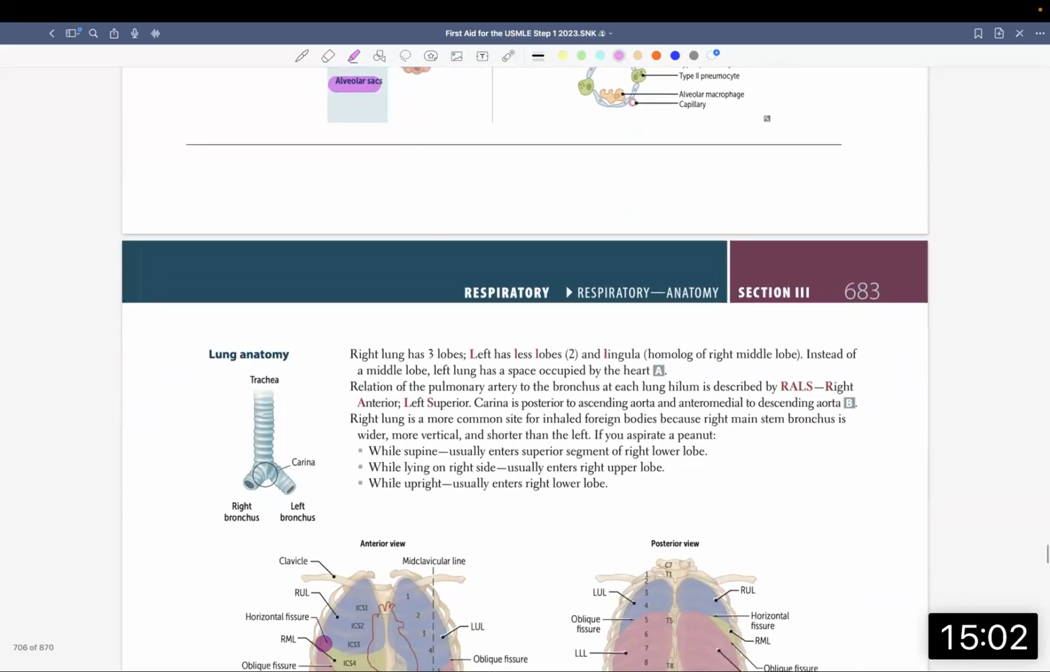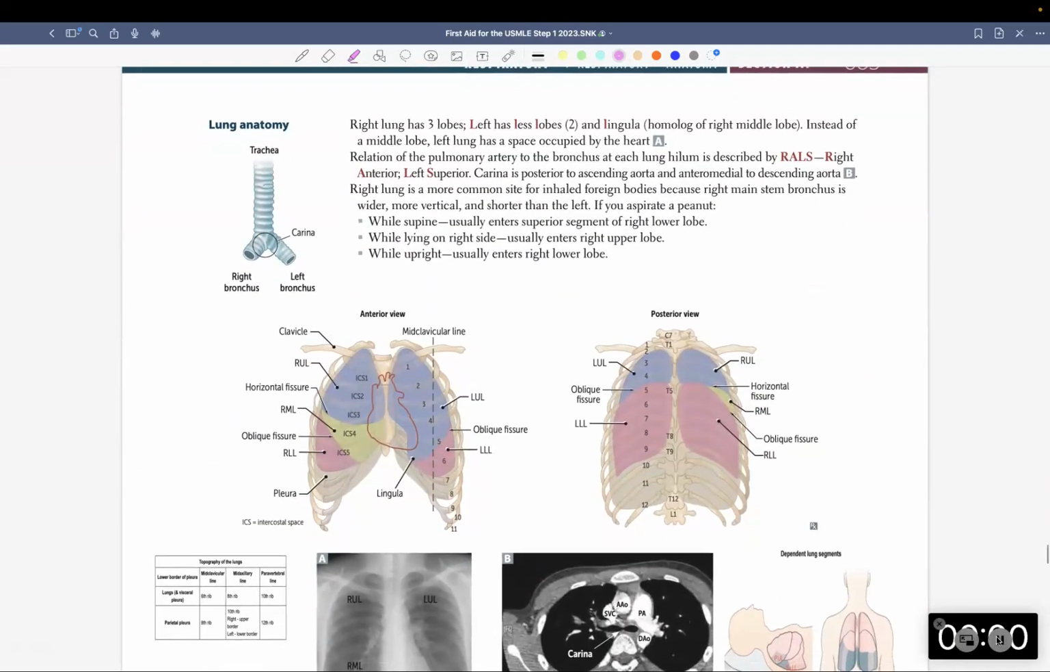Okay, next we have lung anatomy further. This is a high yield page. Right lung has 3 lobes, left has fewer lobes and a lingula, the homologue of the right middle lobe. Instead of a middle lobe, the left lung has a space occupied by the heart.